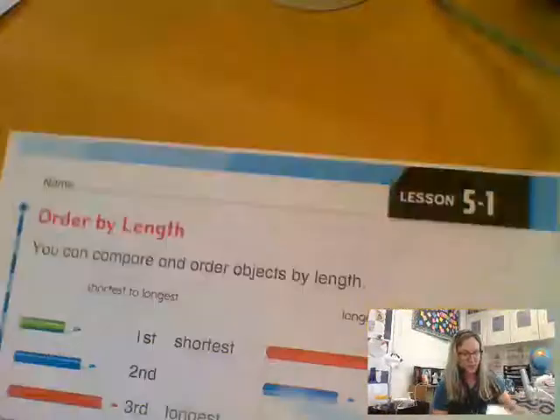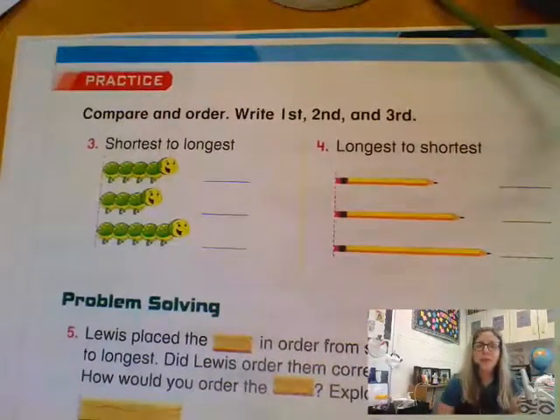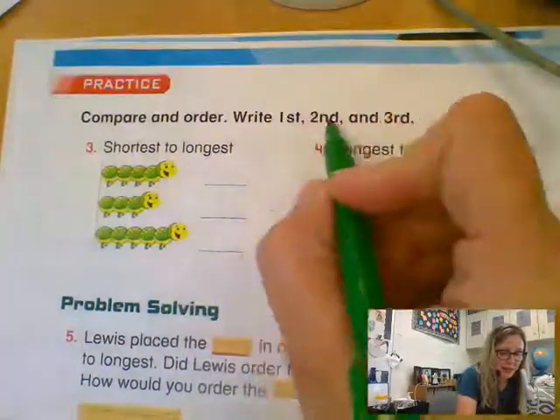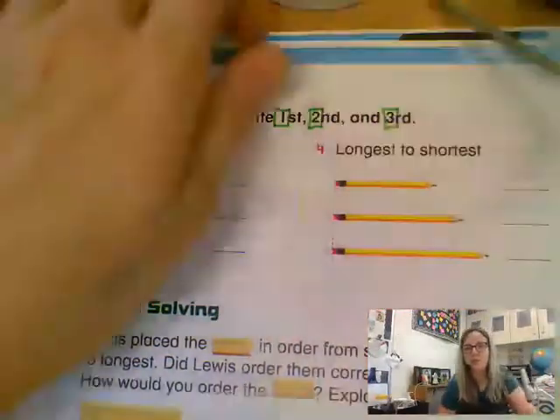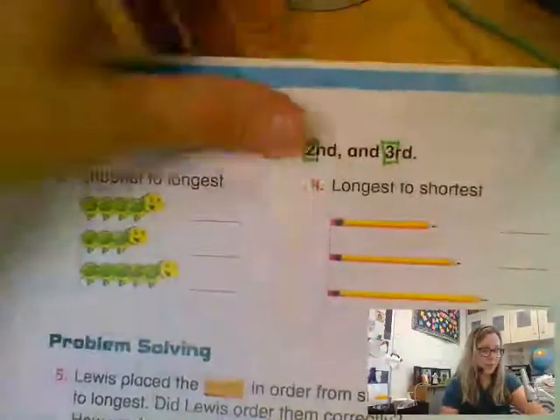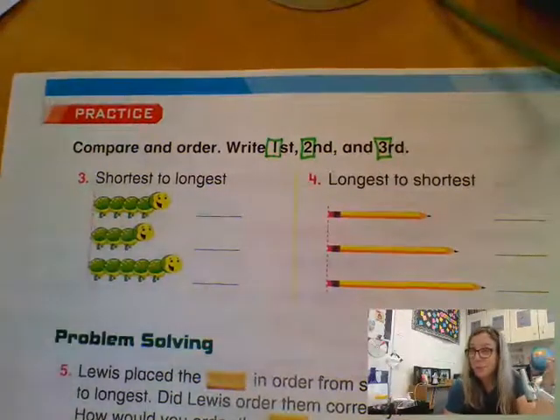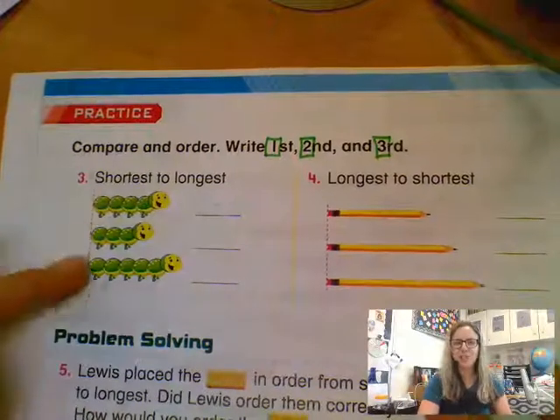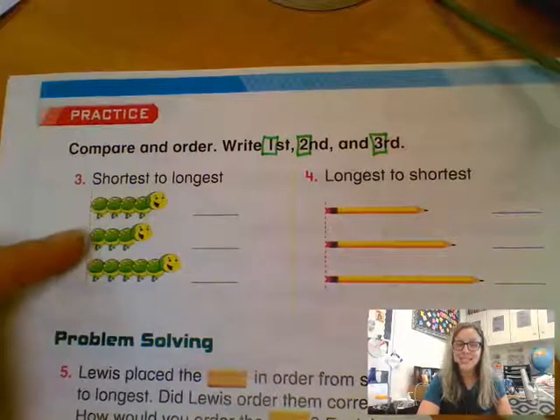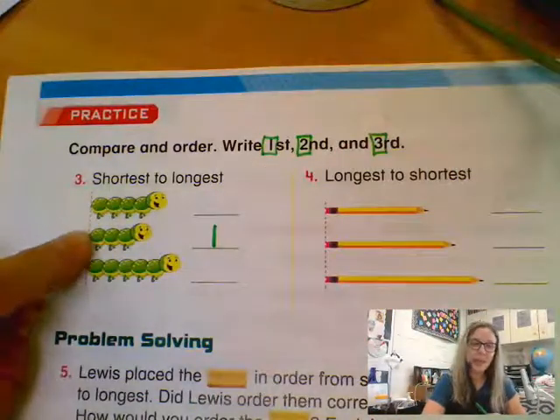Okay. Now, if we turn the page and we go to the top of the next page, we're looking at some little caterpillars, and it says order them from shortest to longest, and they're telling you to write first, second, and third. All I'm going to ask you to do is write 1, 2, or 3. Because they're asking us to go shortest to longest, our shortest caterpillar will be number 1. So looking at these 3 caterpillars, can you decide which one is the shortest? It's this middle one. So you can put a 1 on the line for the shortest caterpillar.